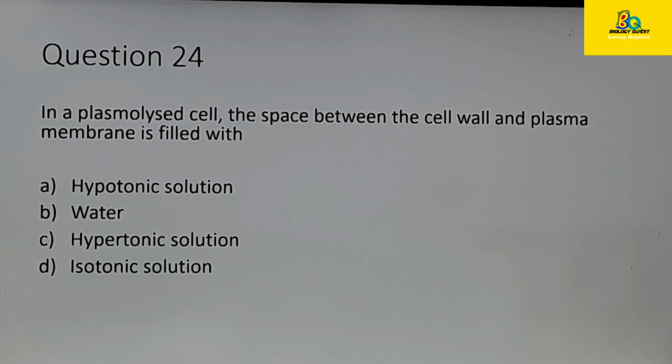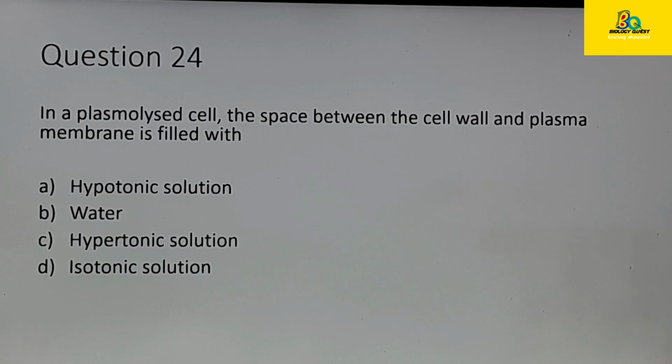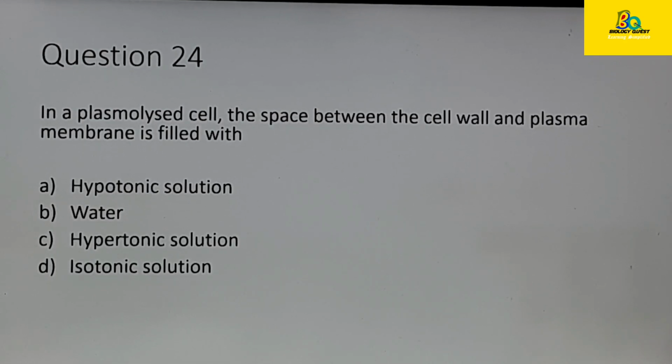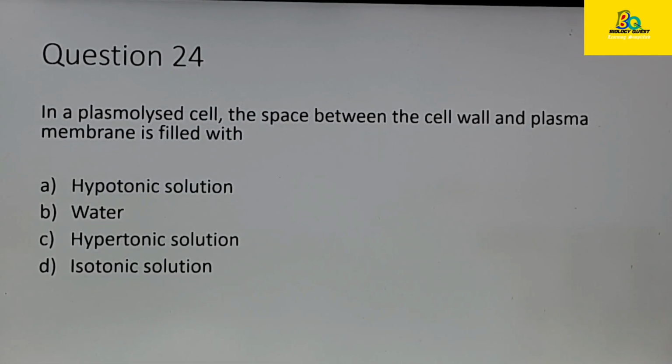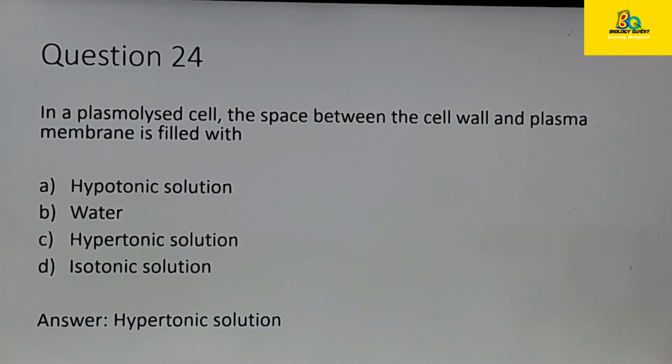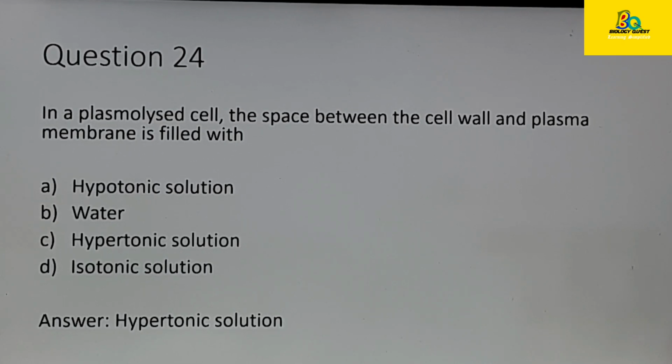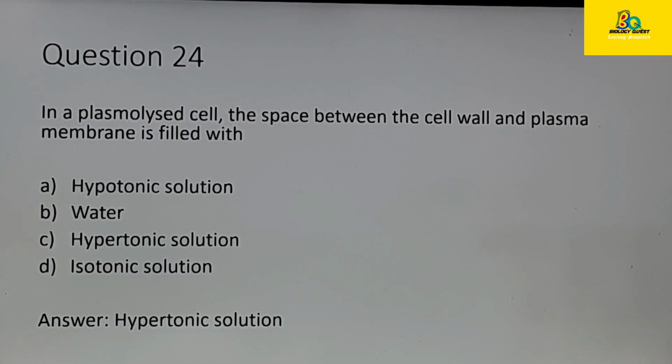Did you find out the answer? What is the correct answer? It is hypertonic solution. Why? Because the cell has been placed in hypertonic solution. That is why the cell has become plasmolyzed. And since the cell wall is a freely permeable membrane, what will happen? The hypertonic solution will enter into the space between the cell wall and the plasma membrane. So the correct answer is option C, hypertonic solution. This is because of the freely permeable cell wall.